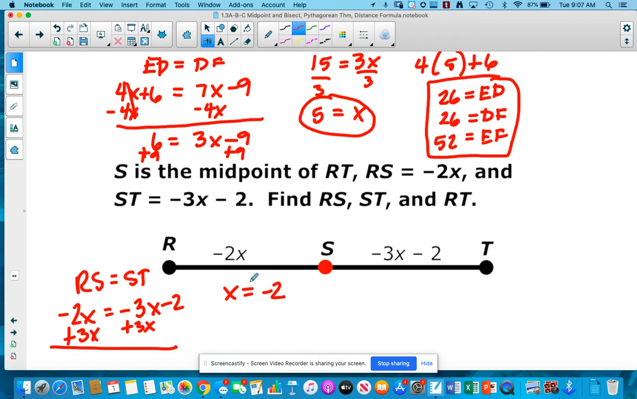So if x is negative 2, RS is negative 2 times negative 2, that's really a positive 2, gives me 4. So then I know ST also is 4, and then the entire distance, which is double that, is actually 8.